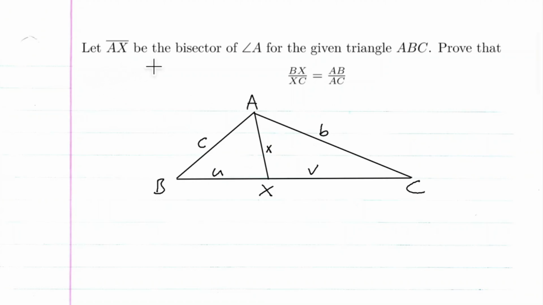Okay, so we're going to let AX be the bisector of angle A for the given triangle ABC. So here's the triangle ABC. We want to prove that BX, whose length is denoted by U, over XC, whose length is denoted by V, is equal to AB, whose length is denoted by C, over AC, whose length is denoted by B. So let's go ahead and start the proof.